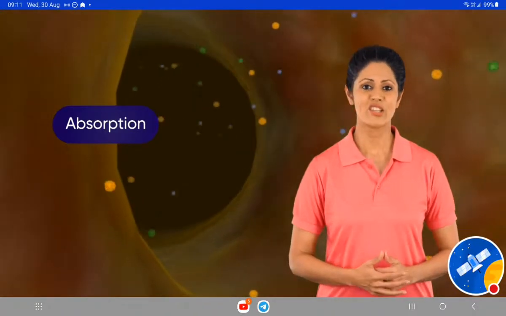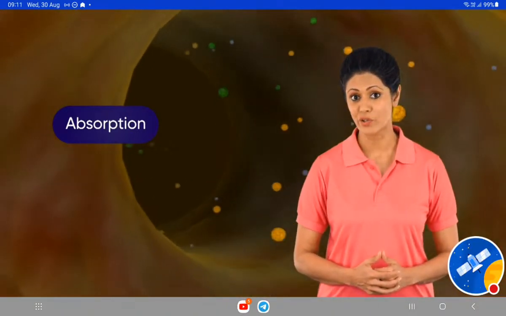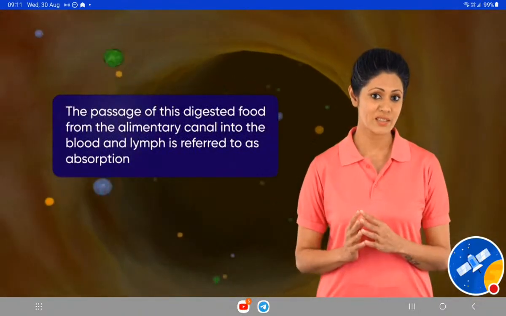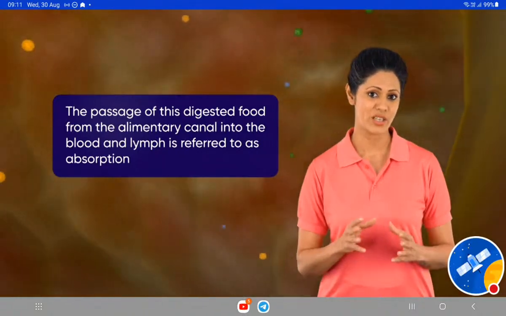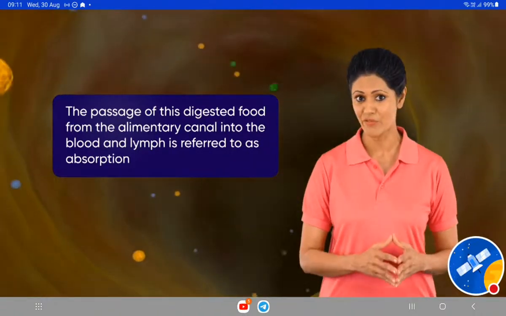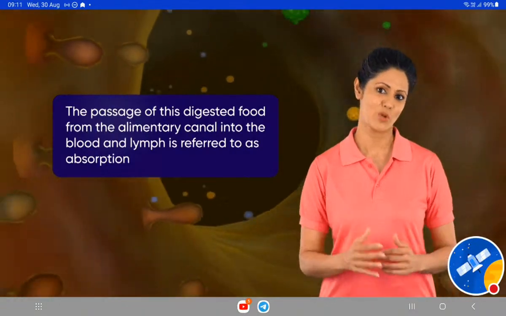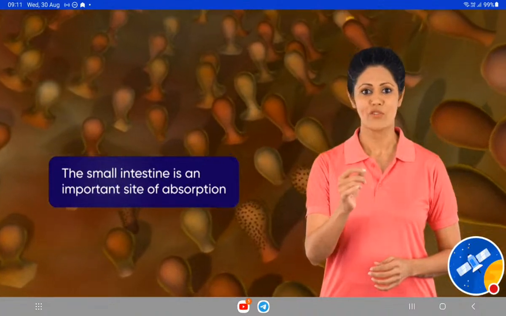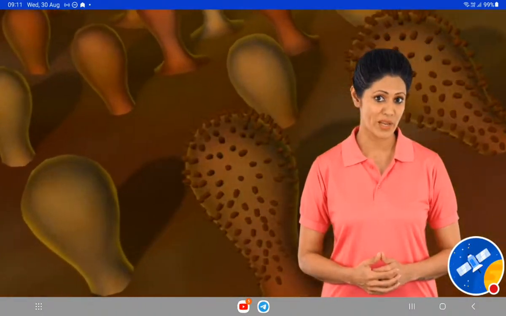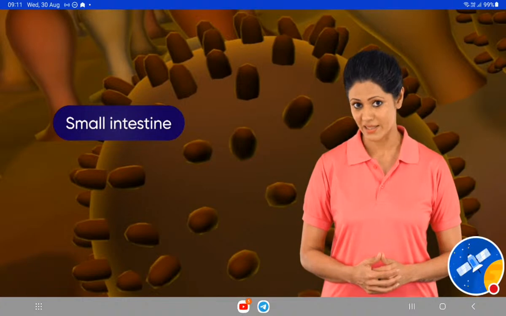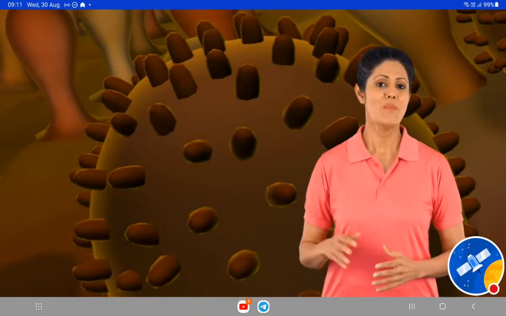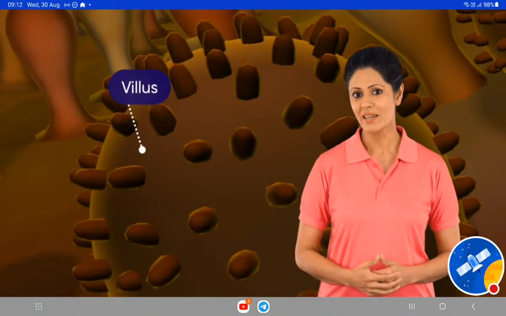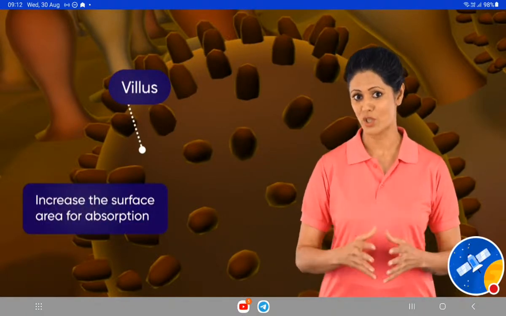Absorption. The digestion of food results in the breakdown of large food molecules into smaller particles. The passage of this digested food from the alimentary canal into the blood and lymph is referred to as absorption. Small intestine is the principal site for the process of absorption. The mucous membrane of the small intestine is provided with folds which have many finger-like projections called villi. These villi increase the surface area for absorption.